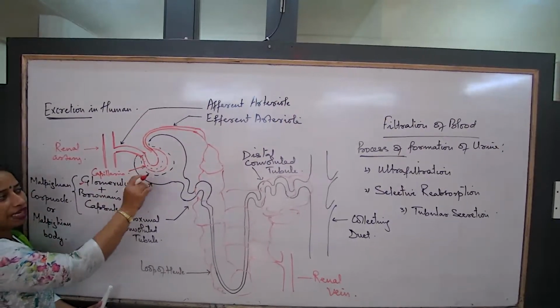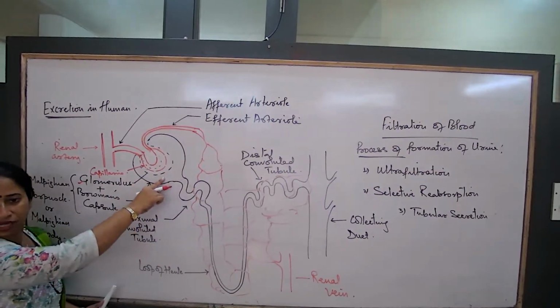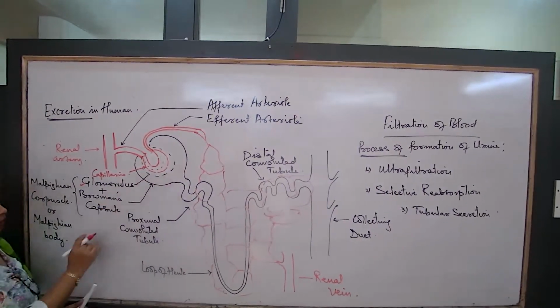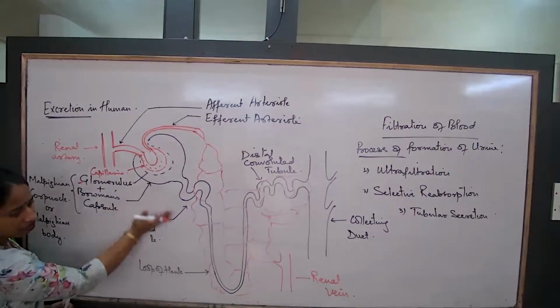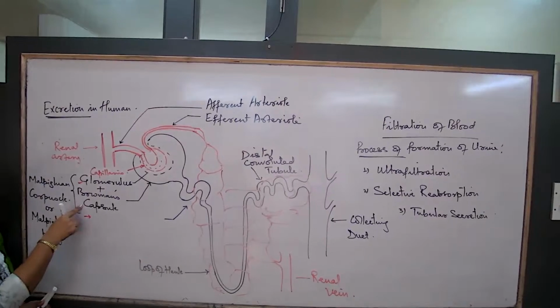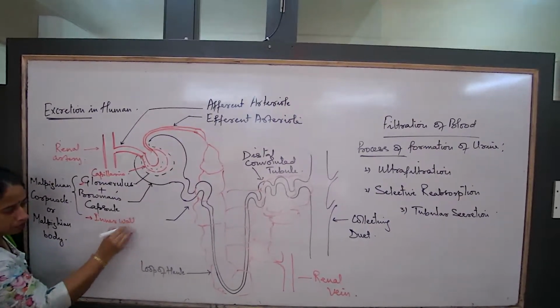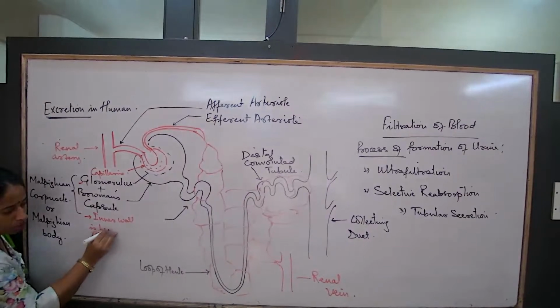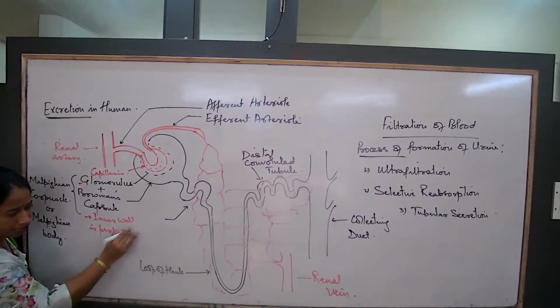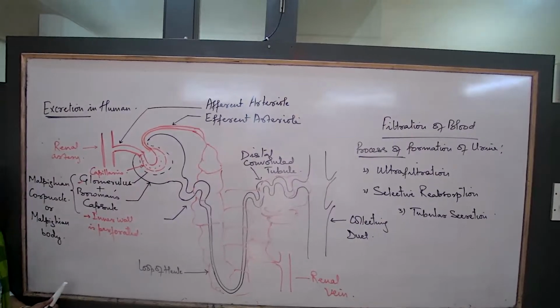So now I am saying that this inner wall of the Bowman's capsule is perforated. What is the inner wall of the Bowman's capsule? One special feature of the Bowman's capsule is that the inner wall has got holes, has got pores. So I would say the inner wall is perforated. Very simple, just a few steps to understand.